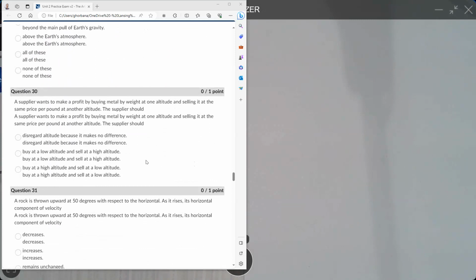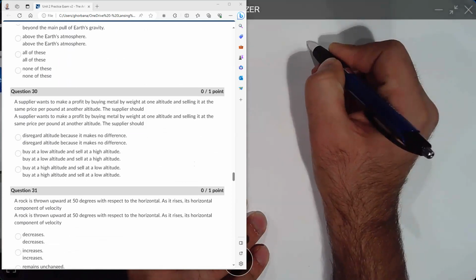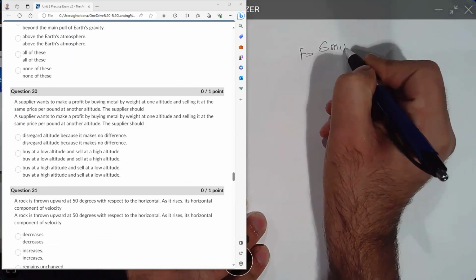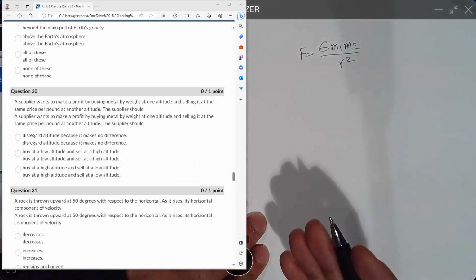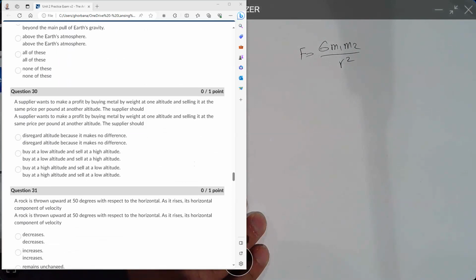A supplier wants to make a profit by buying metal by weight at one altitude and selling it at the same price per pound at another altitude. The supplier would do what? So what is the weight? You know how the weight is changing, the relation G m1 m2 divided by r squared, force of gravity or weight. We call it force of gravity or weight. So the weight becomes smaller at the highest altitude and becomes bigger at the lowest altitude.